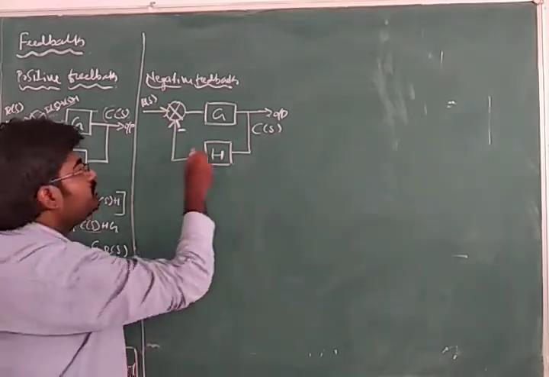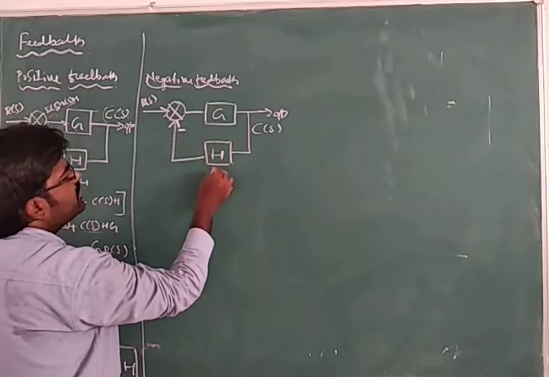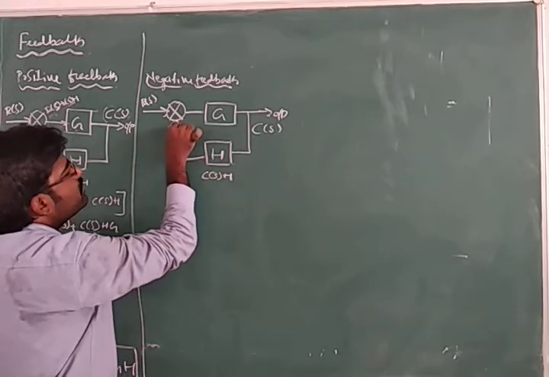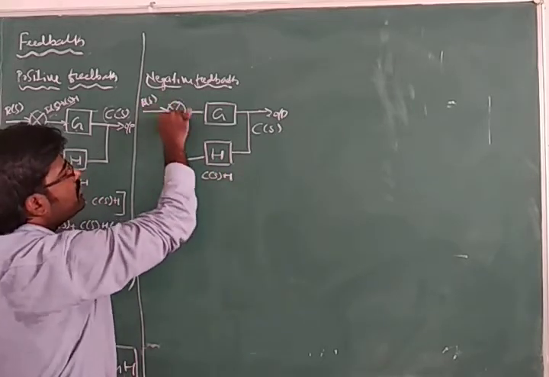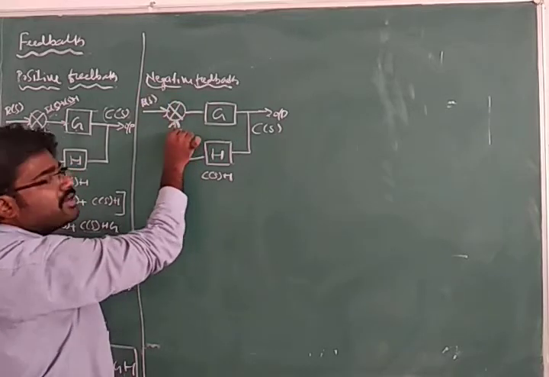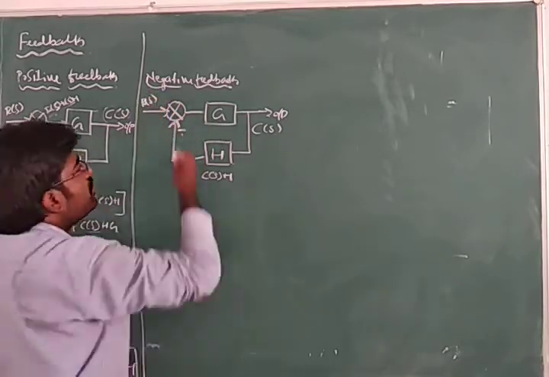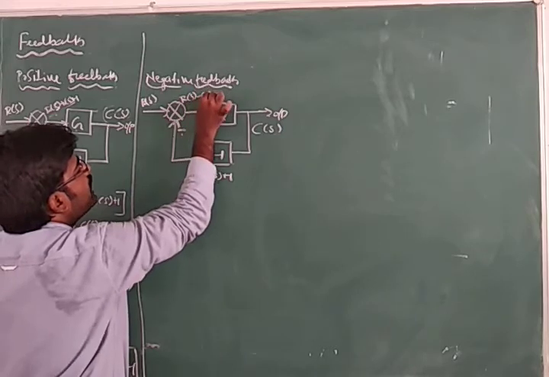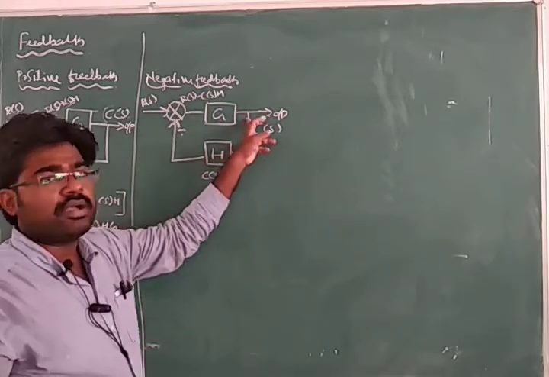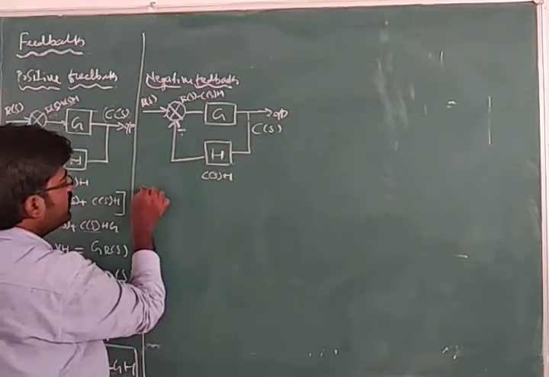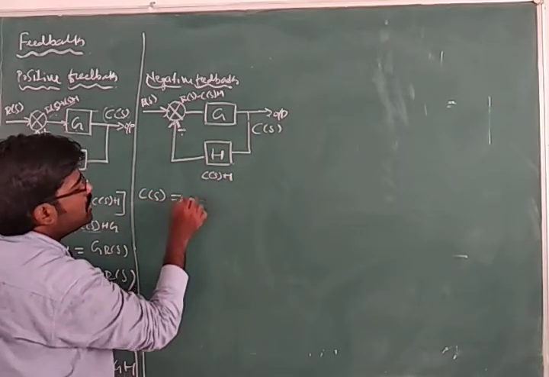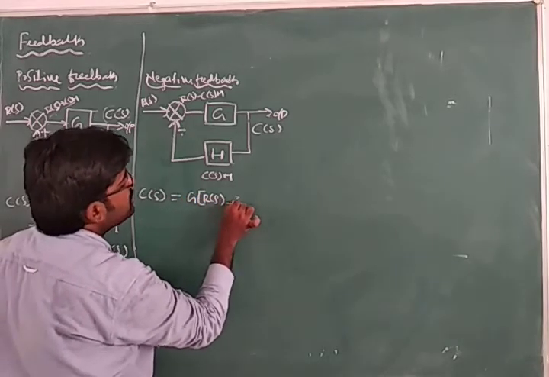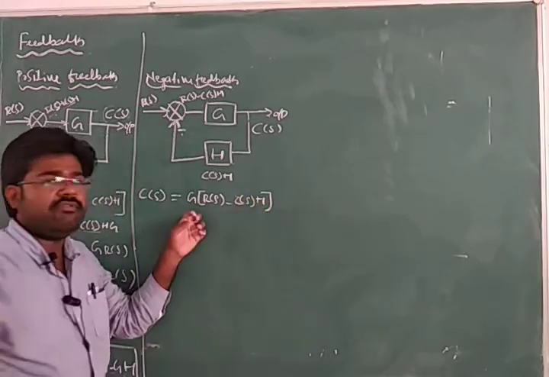Okay, in a simple way. Now what is the signal present here? It is c of s into h, and this signal is given to the error detector, where it is compared with the input. Here negative is there, which means the feedback will be subtracted from the input. So what you will get here is r of s minus c of s into h. This signal is passed to the controller to get the required output. Therefore the output can be written as c of s is equal to g into r of s minus c of s into h.